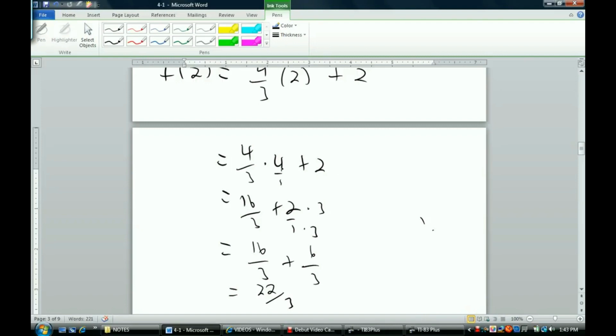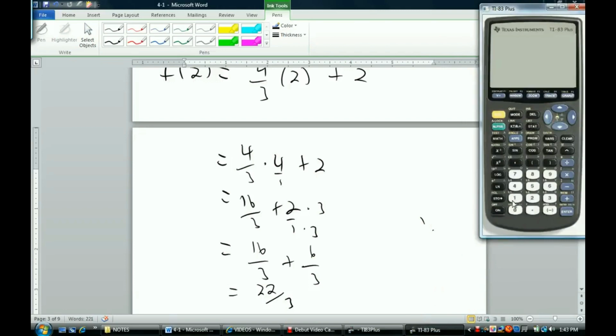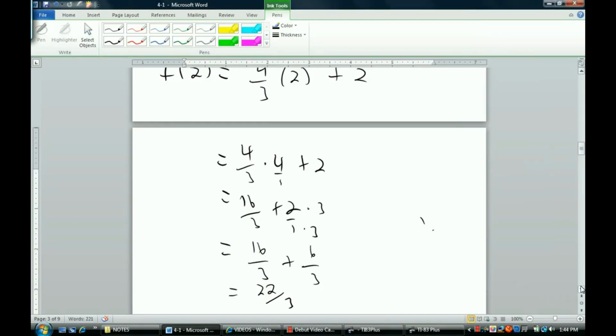Or you could have done this. Remember, we were asking 16/3 plus 2. Let me turn it on. 16/3 plus 2. And then hit math, enter, enter. We could have done it that way also, if you have a graphing calculator.